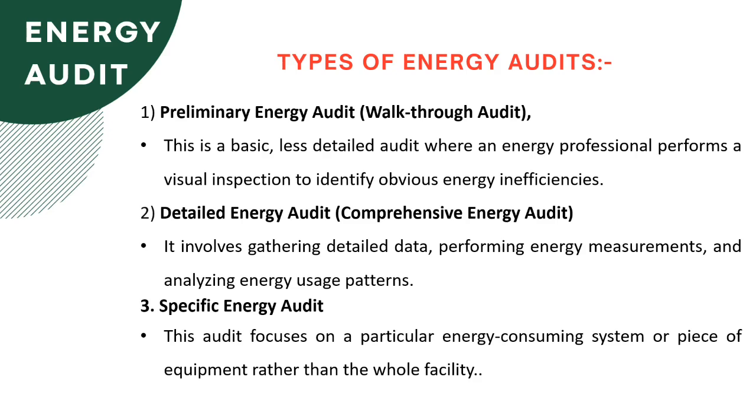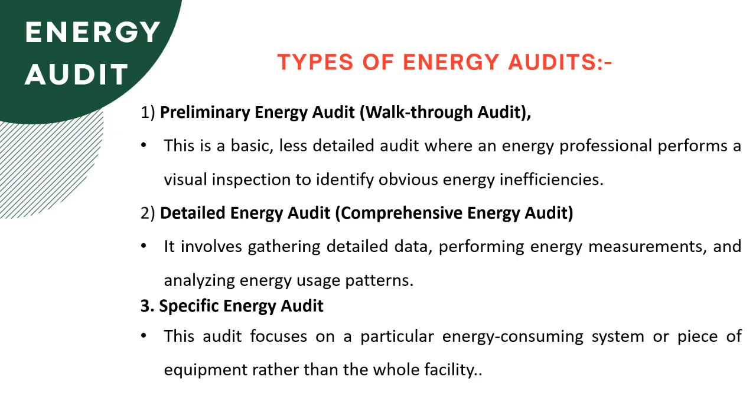Third one is specific energy audit. This is a specific audit which is being done at a particular process or a particular system or a particular equipment. So if the building technical head feels like a particular process, or a particular equipment like a boiler or a chiller, it can be any equipment or any process, is consuming more energy, then he will go for a specific energy audit.